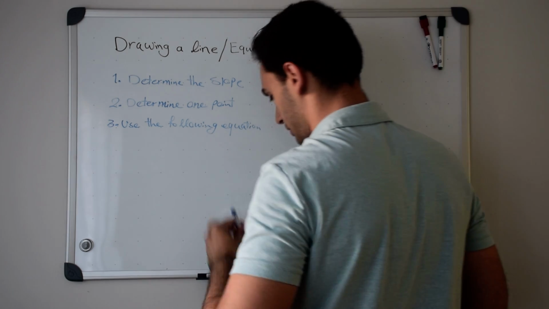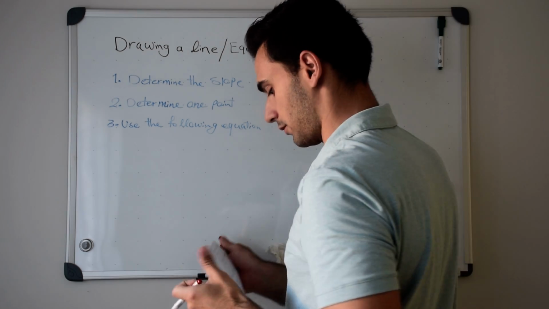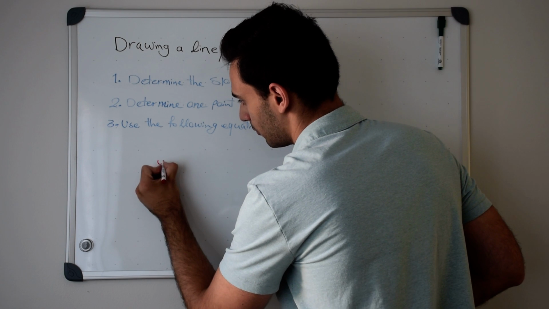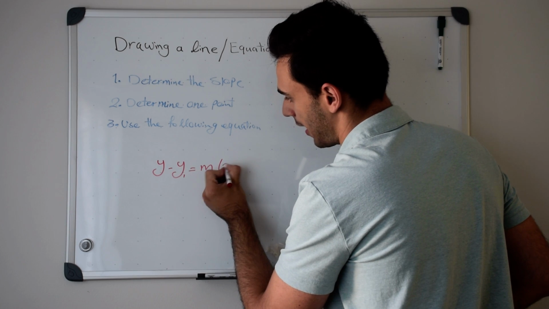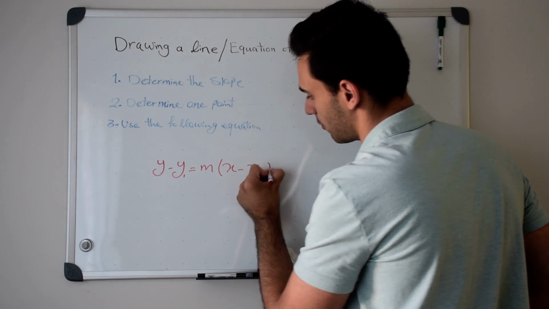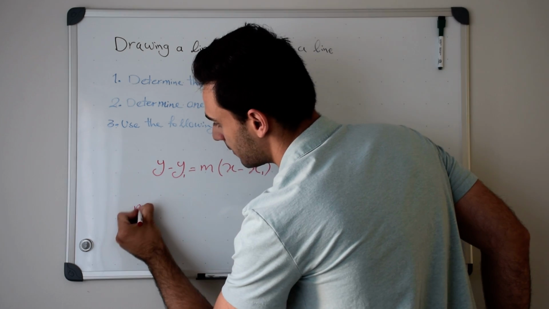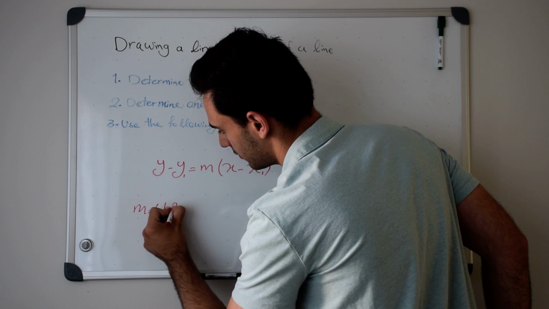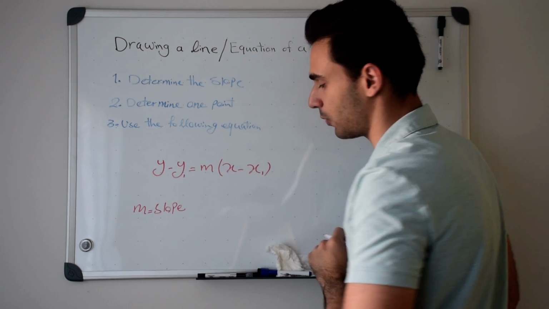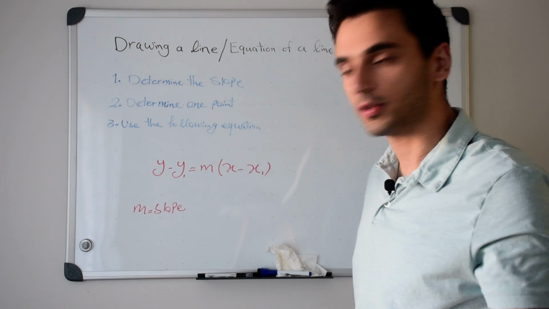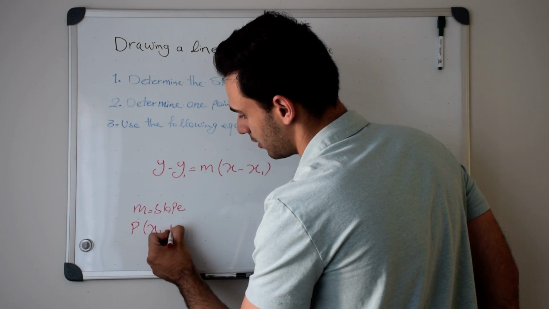The equation is, I'm going to write it in red so you can see. Use this equation: y minus y1 equals m times x minus x1. That's the equation, where m is the slope, and y1 and x1 are y and x of the point that you determined. Let's call the point P with x1 and y1.